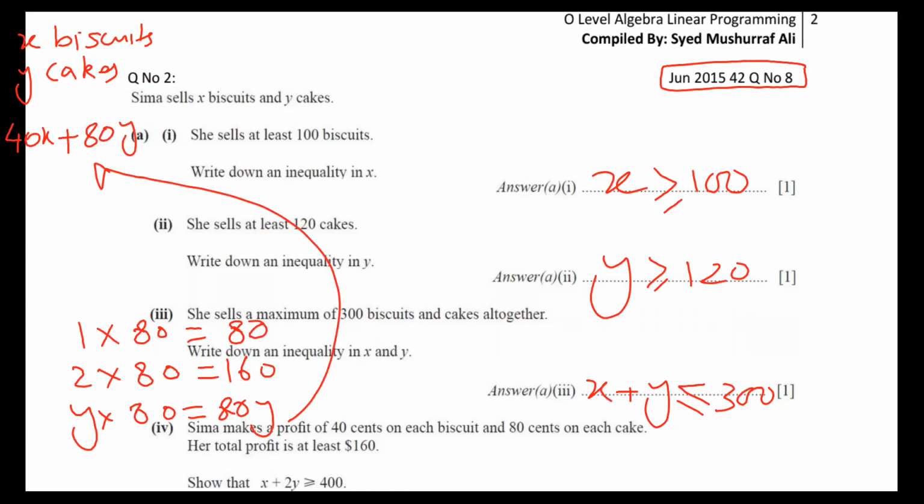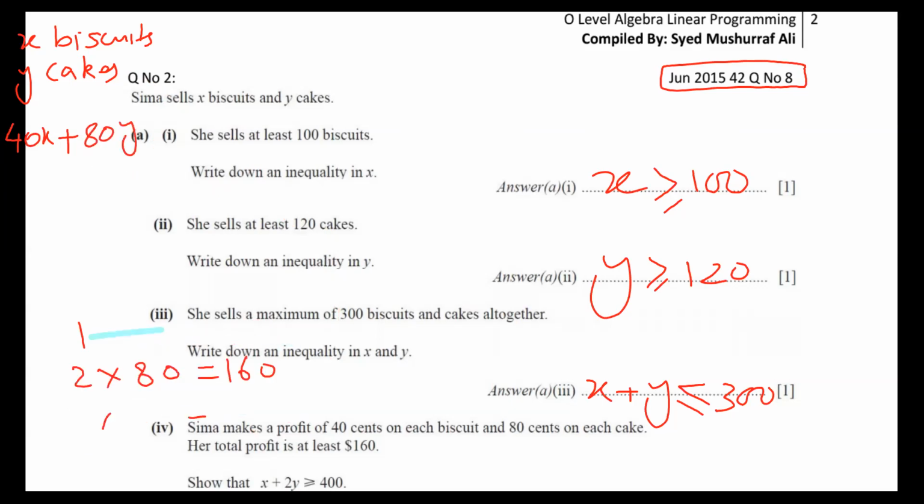And he says here, at least 160 profit we can make. Oh, sorry, at least profit. It is not maximum. At least profit is $160. The problem is here it is cents, here it is dollars.